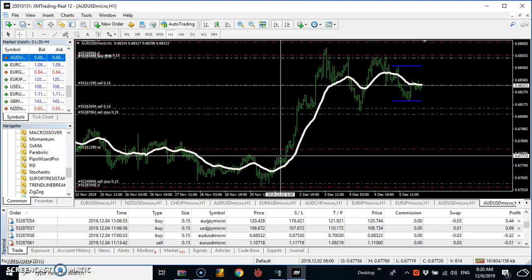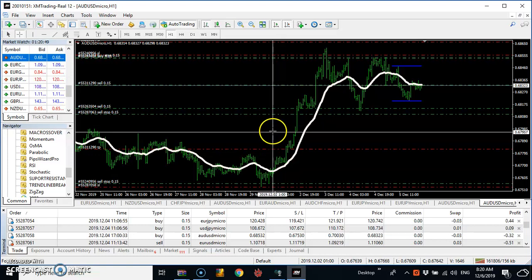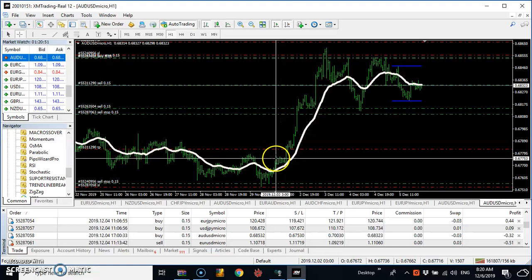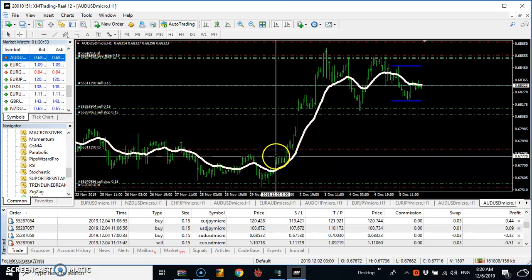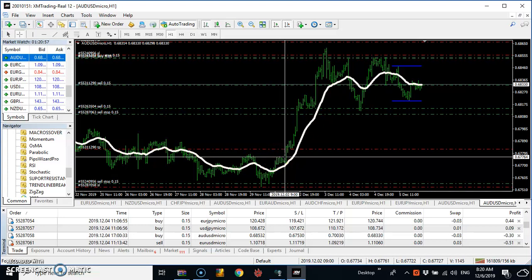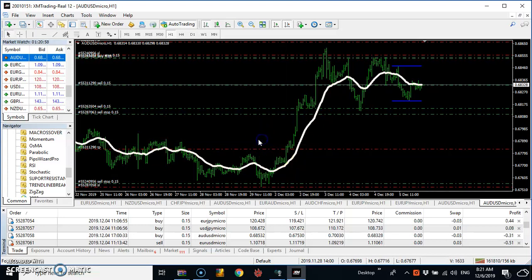Where the breakout happened, it's coming here, or it's coming here. The longest leg will end right here. Let me put something. The longest leg will end around here.